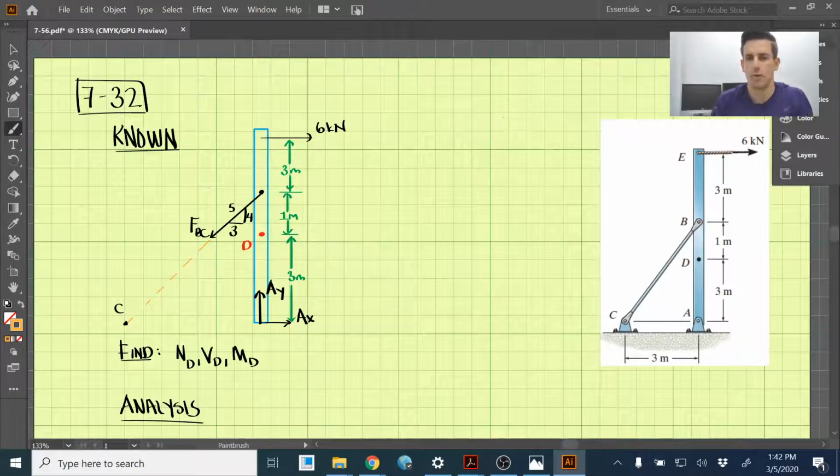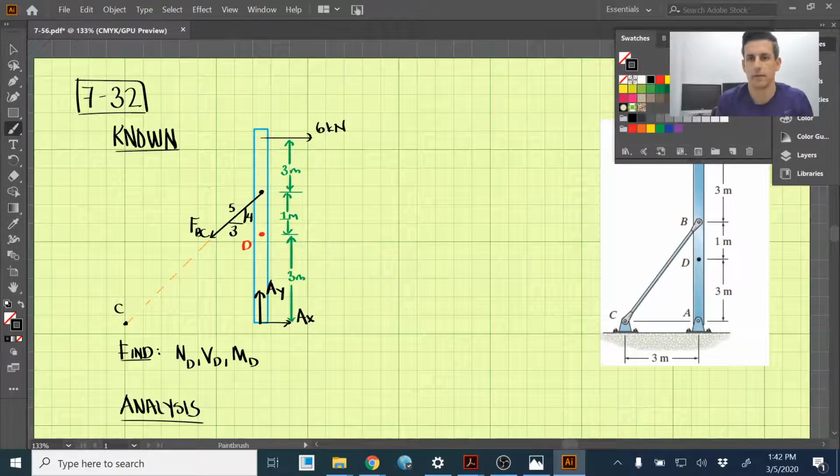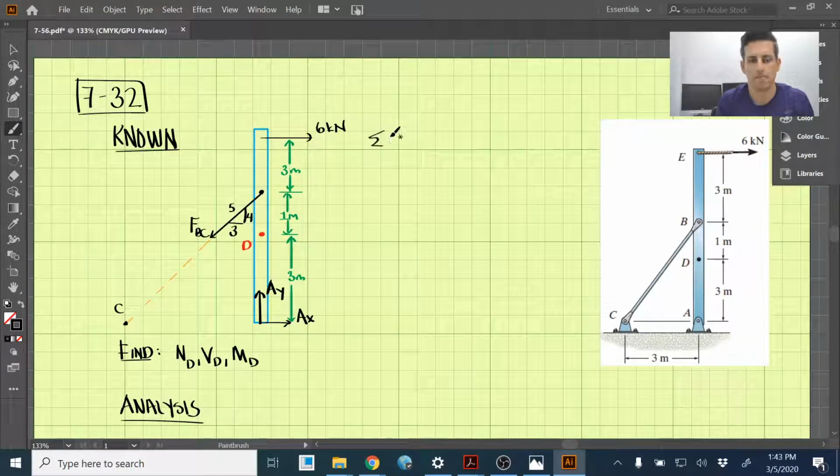I'm going to first take the moments around point C. So C is way out here, and we can take the moments around any point that we wish. So I'm going to choose C, and you'll see why in a second here. And call counterclockwise positive. Okay, so taking the moments around C, we know that FBC is pointed directly at C, so it's going to contribute nothing to the moment equation about C.